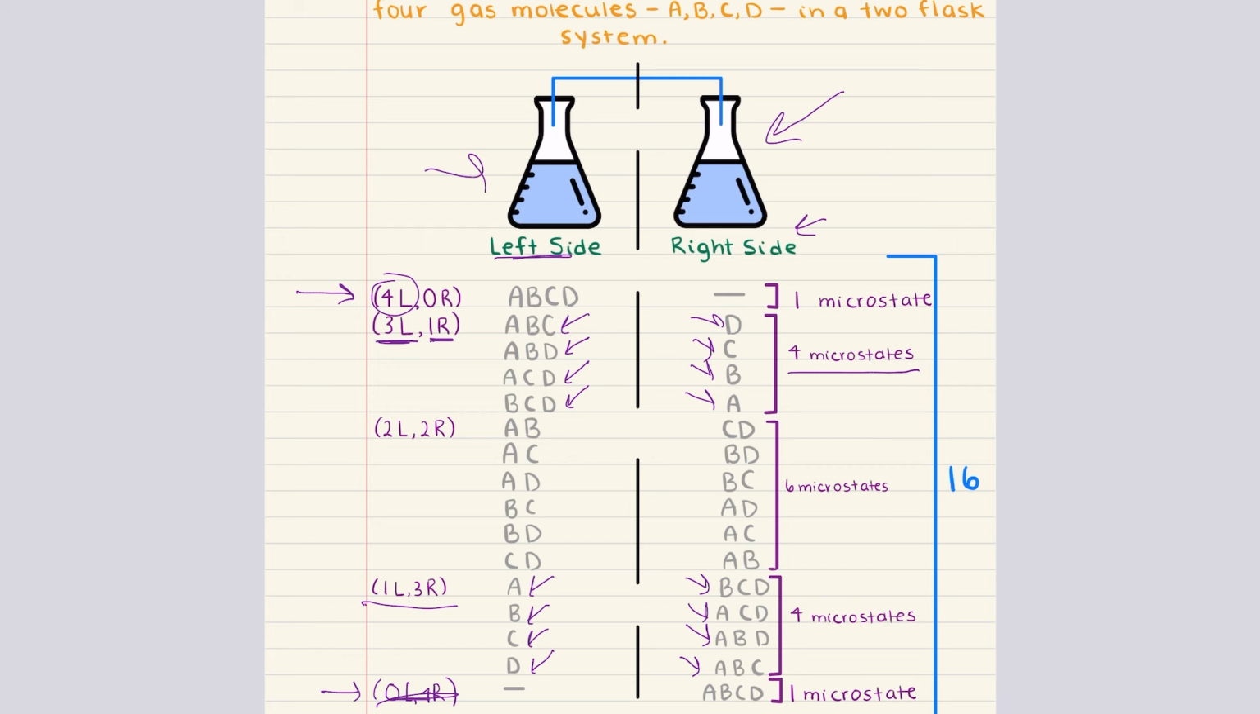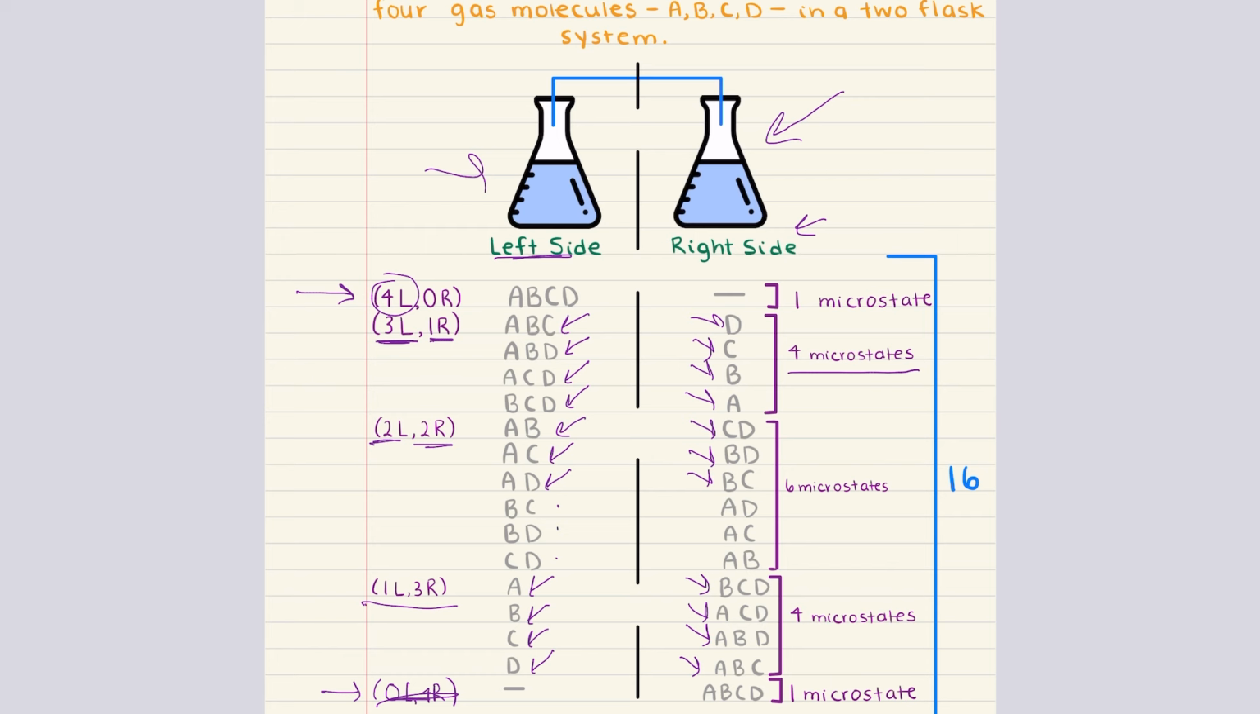We can also have the combination of 2 molecules on each side, 2 on the left, 2 on the right, and this gives us a total of 6 microstates for this arrangement. If we have AB on the left, we can have CD on the right. If we have AC on the left, we can have BD on the right. If we have AD on the left, we can have BC on the right, and so on and so forth for a total of 6 microstates.